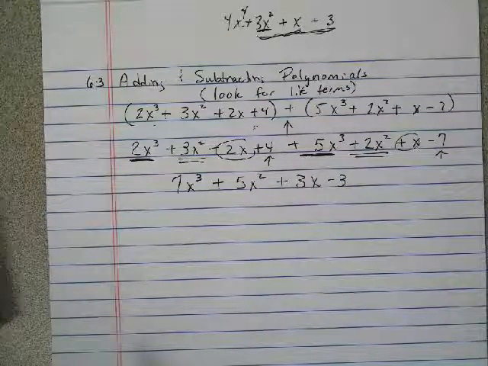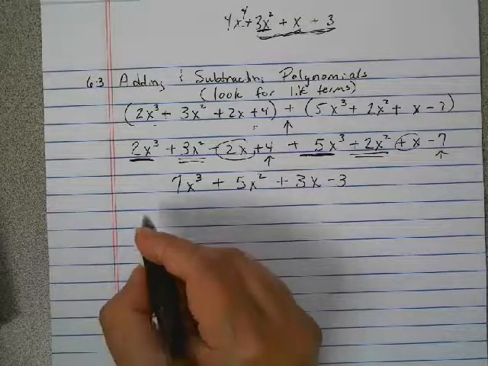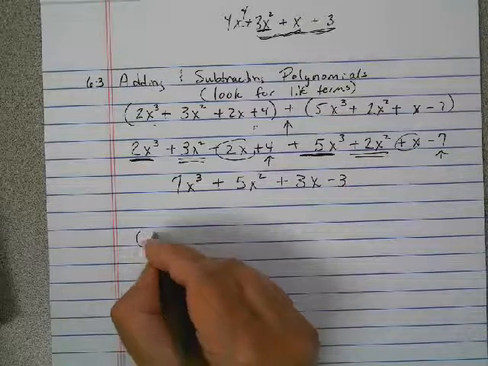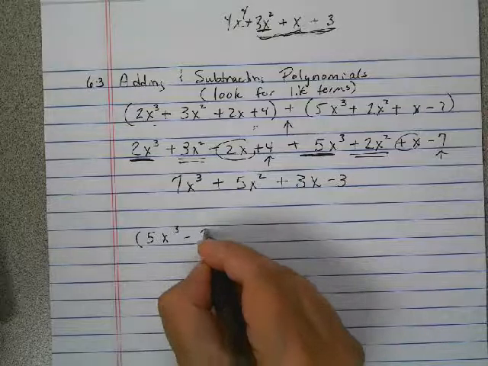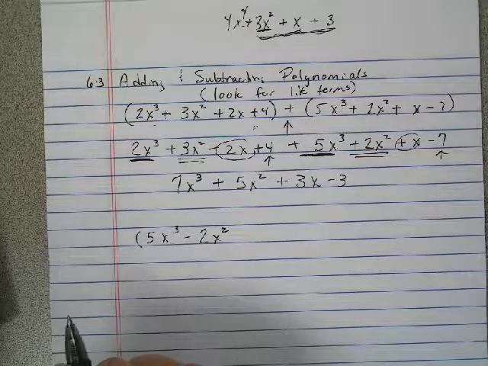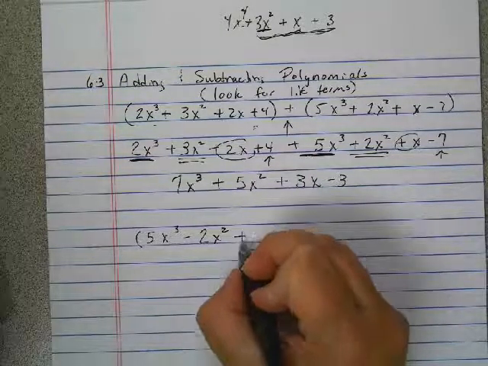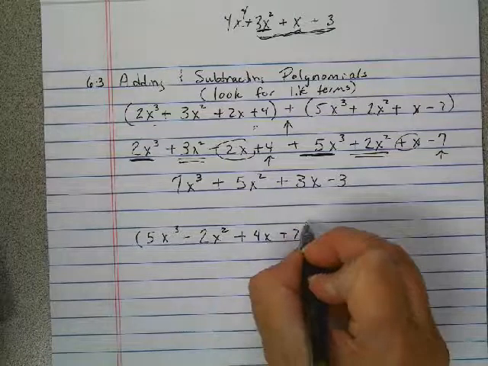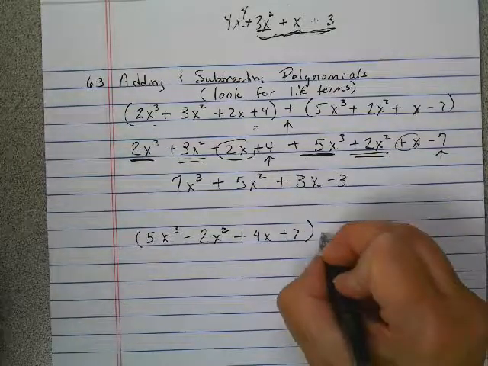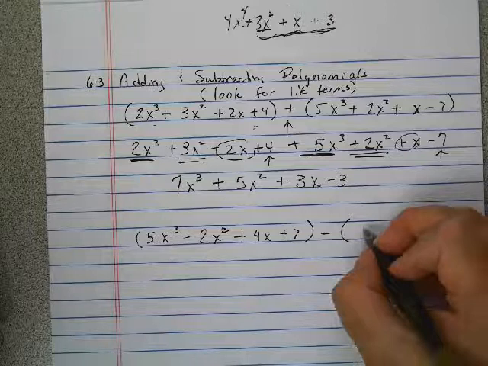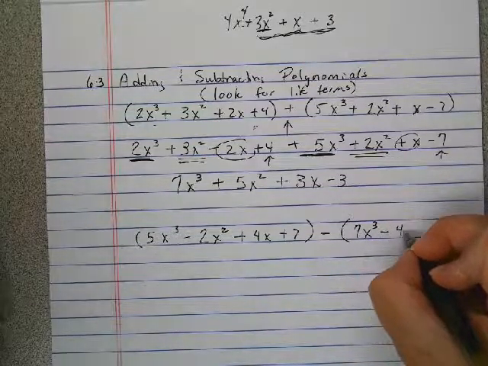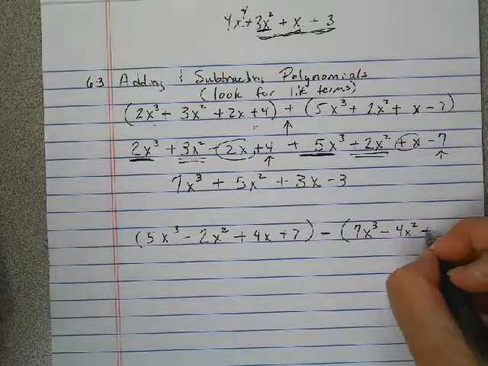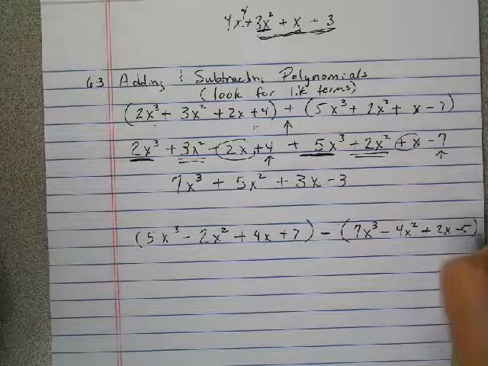Let's talk about subtraction. So I'm going to take and subtract this: 5x cubed minus 2x squared plus 4x plus 7. And I want to subtract the polynomial 7x cubed minus 4x squared plus 2x minus 5. Okay, I'm going to subtract.